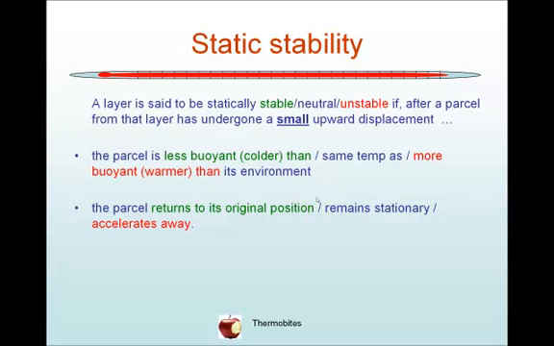So stable environments inhibit convective motion, neutral environments neither inhibit nor encourage it, and unstable environments mean that convection can occur for parcels that are perturbed with a small displacement.